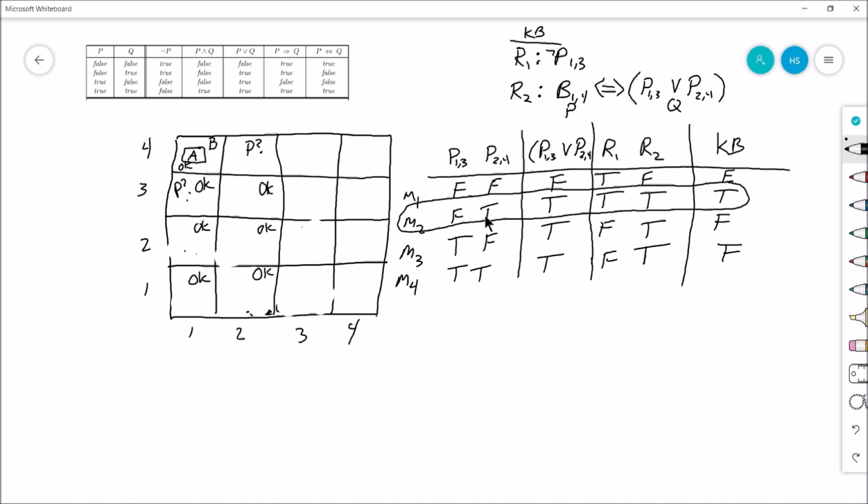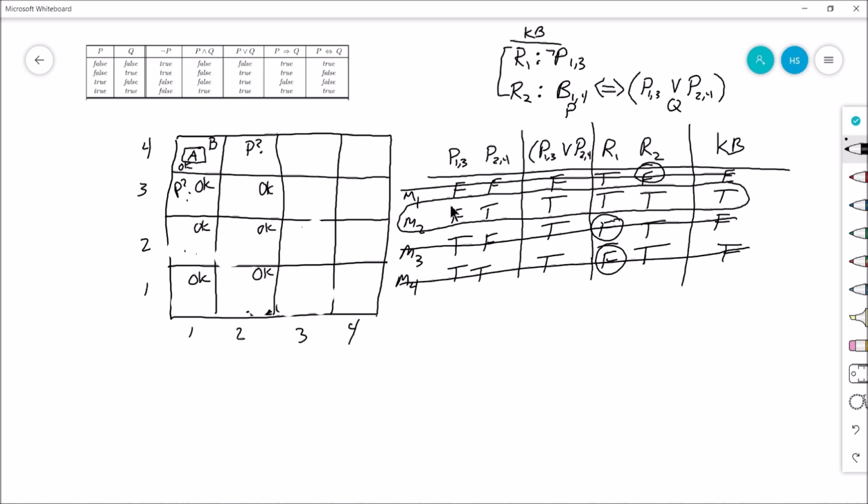Okay, so since this is our only true knowledge base, model M2, for that possible world, that's the only one that we're going to consider when trying to decide whether or not there's a pit in 2-4. Okay, so since model M1, that knowledge base is false, it's logically inconsistent. M3, logically inconsistent. M4, logically inconsistent, right? Because in the first world, R2 wasn't satisfied. In the third, R1 wasn't satisfied. In the fourth, R1 wasn't satisfied. Only in M2 were both sentences satisfied. So that's the only one that we're going to consider.